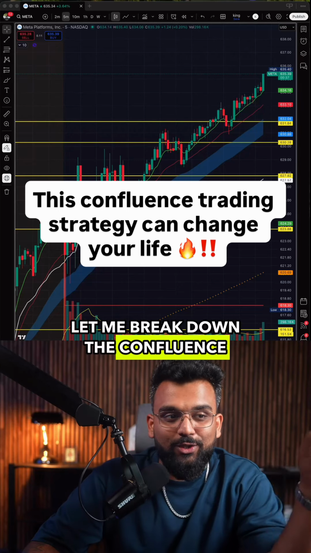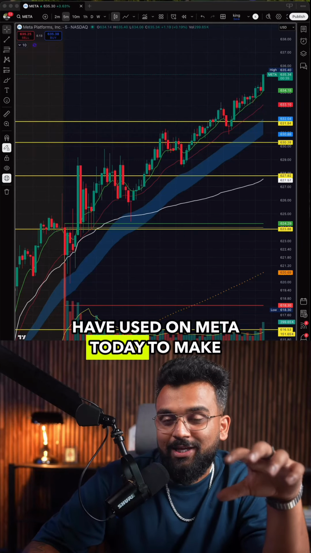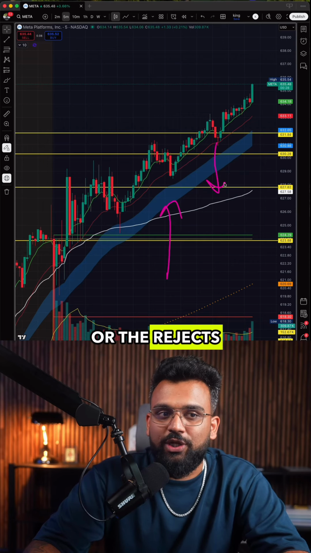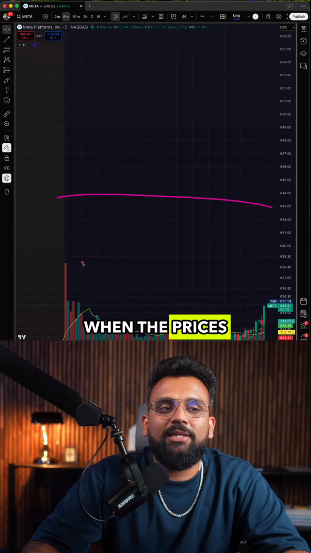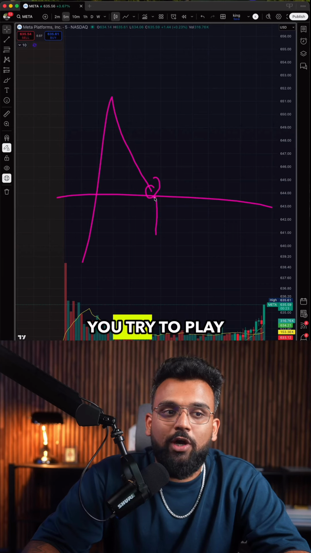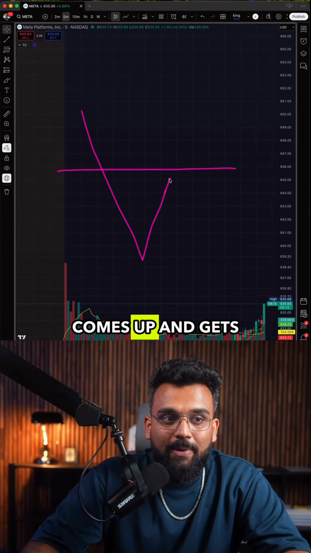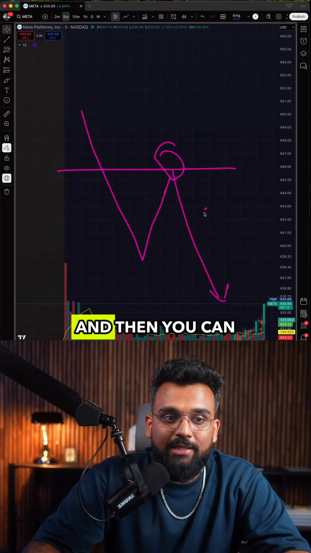Let me break down the confluence trading strategy that you could have used on Meta today to make some money. This strategy works awesome when you're trying to trade the bounces or the rejects. Bounces simply means when the prices are coming down to a critical level, you try to play calls and bounce, or when the prices are broken below the critical level, come up and get rejected off the critical level, and then you can play puts.